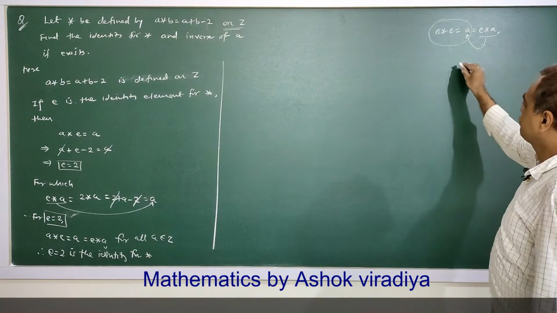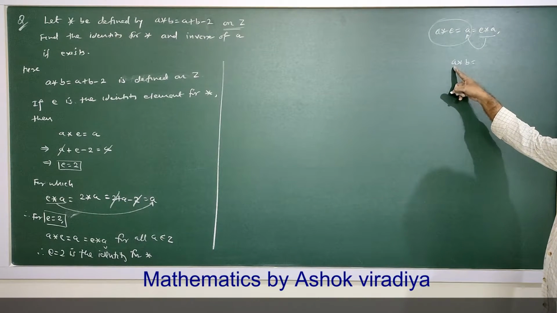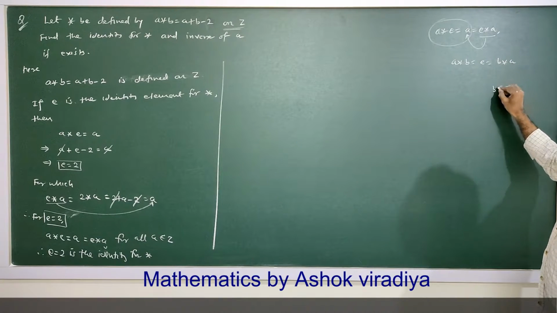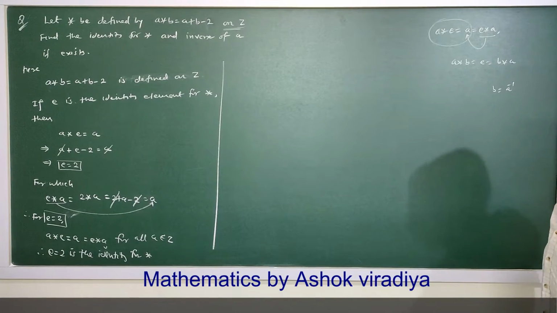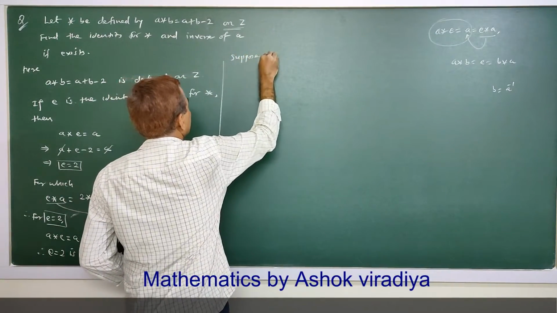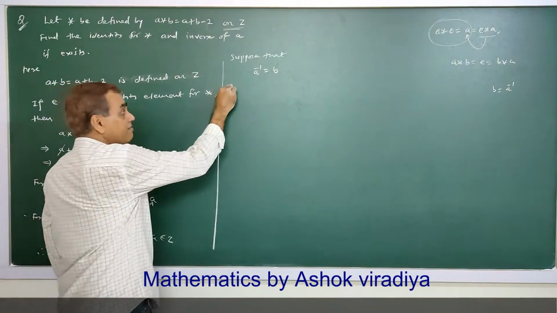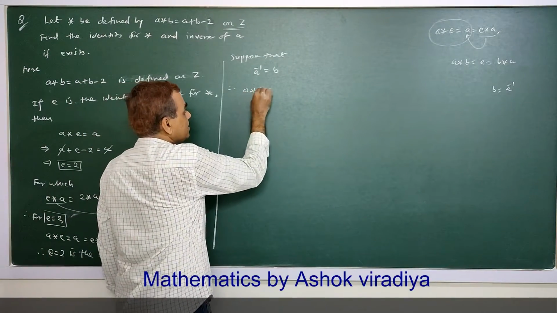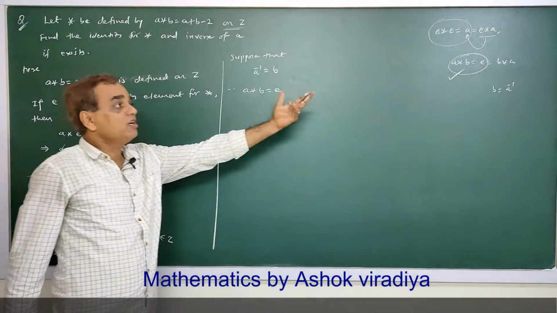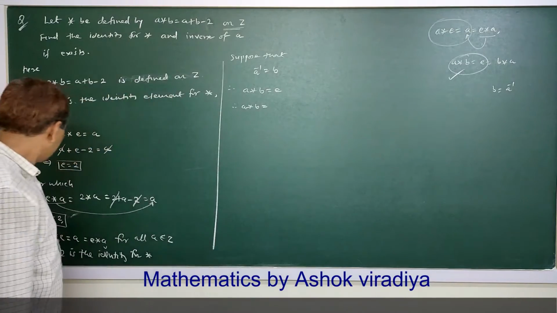Now for inverse we use this statement. For an element A, if we can find B such that A star B is E is B star A, then B is said to be the inverse of A. So here, suppose that the inverse of A is B. Therefore A star B is E. Use this condition to find the value of B. A star B is E, that means E already exists here. E is 2.